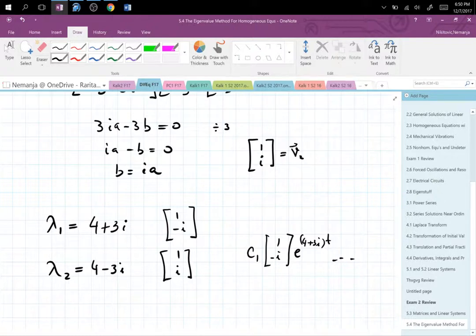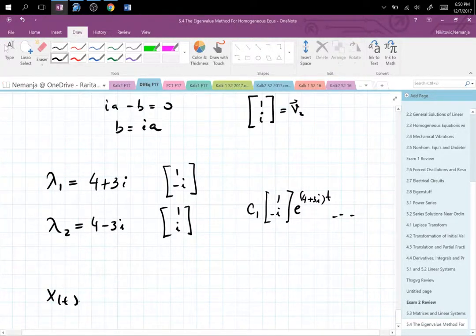So start from, first of all, we know that when you have e to the (4 plus 3i), e to the 4t is the real part. So that's going to survive. And then the 3i is the one that makes sine and cosine of 3t, right? We know that from our previous life, in chapter 2. So what I can do is write that x of t is equal to 1, i, which is the eigenvector associated with e to the (4 minus 3i) times t.